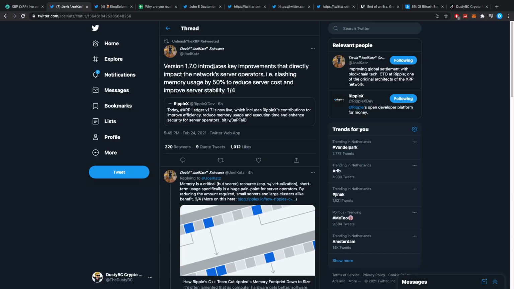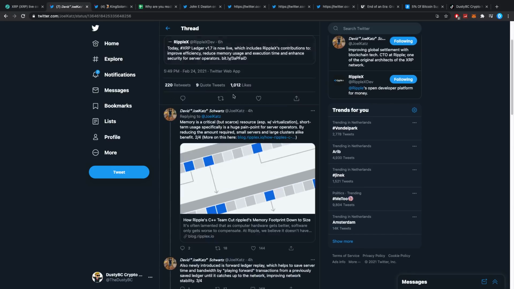So, I have no idea how this far in, at version 1.7, they're still able to reduce it by 50%. That is quite an optimization, so I'm pretty interested in knowing exactly how they got that through, but that's a little bit of a side note. Memory is critical but scarce. Resources, especially with virtualization, short-term usage specifically is a huge pain point for server operators. By reducing the amount required, small servers and large clusters alike benefit.